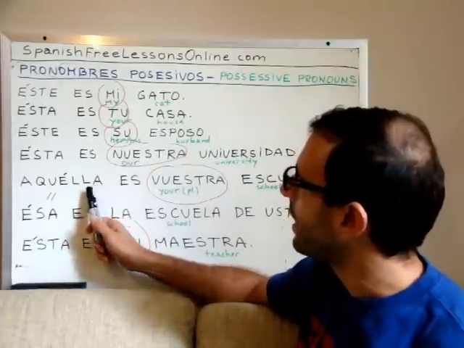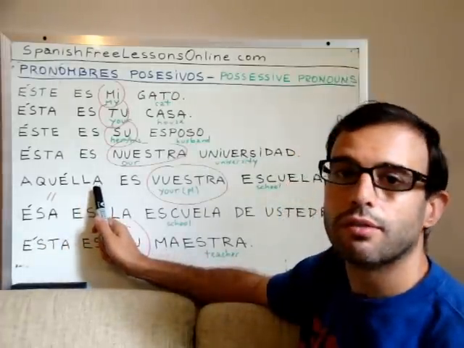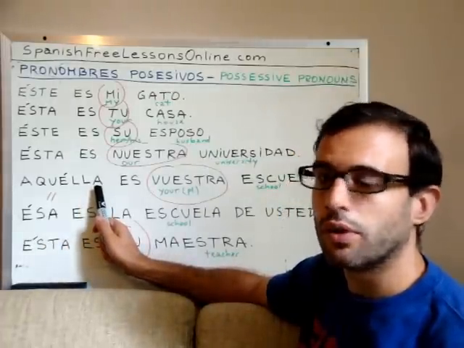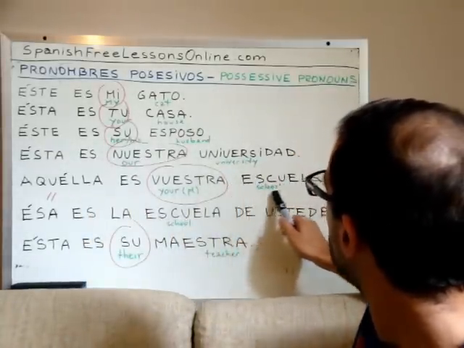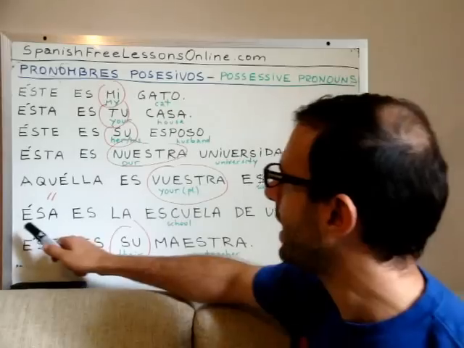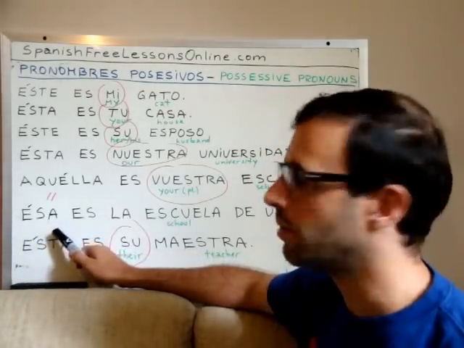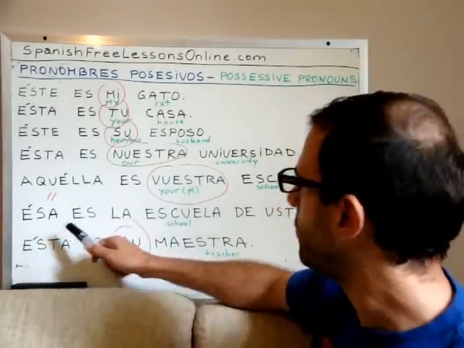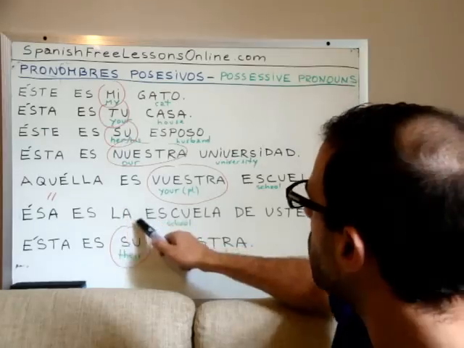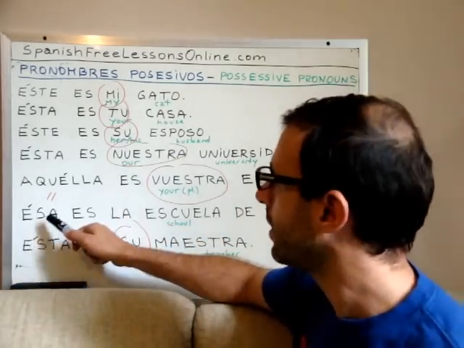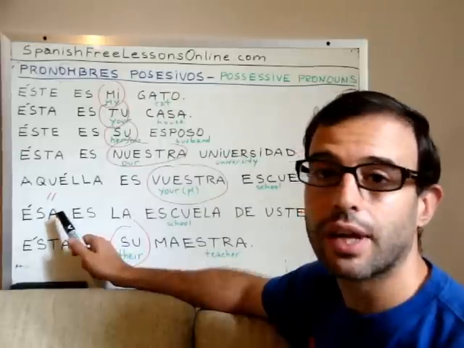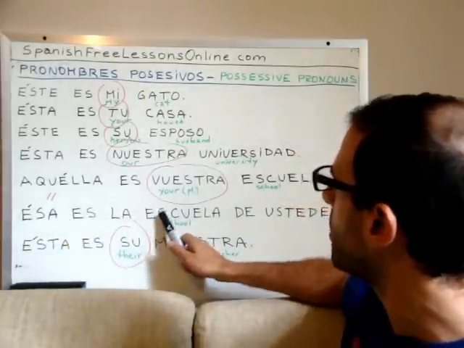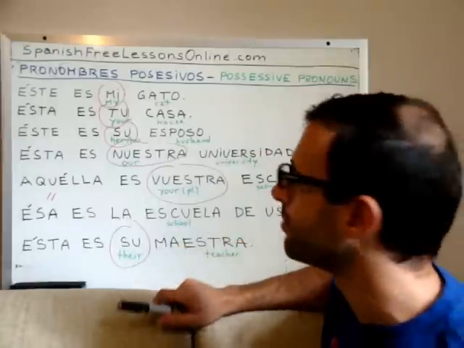Of course, aquella refers to a feminine singular word, right? In this case, it's referring to school, escuela. Esa, also, same as here. It refers to school here, school. That's why it ends in an A, right? And it's singular, it doesn't have an S at the end, because we are talking about one school, singular.